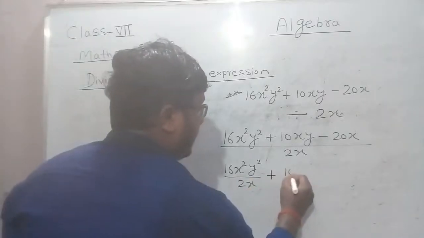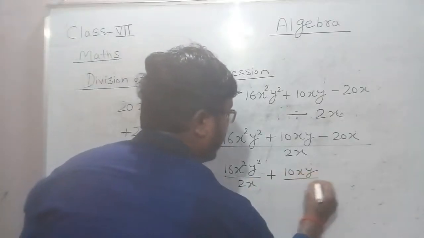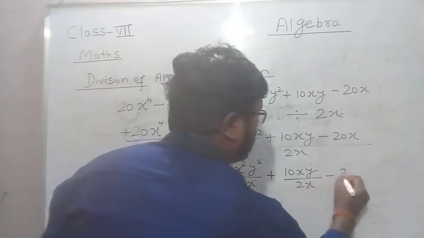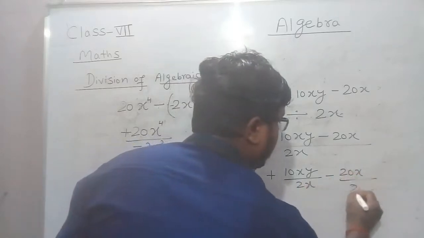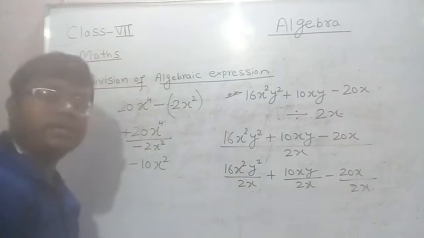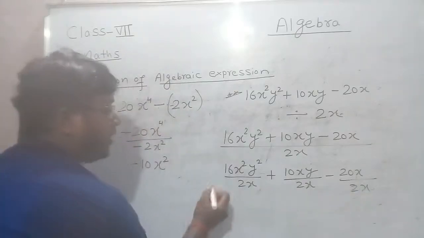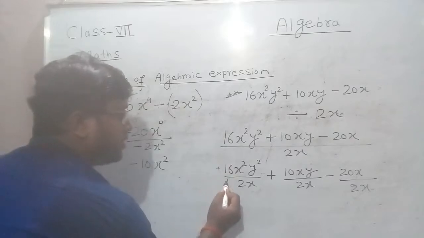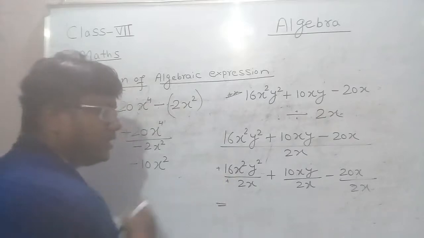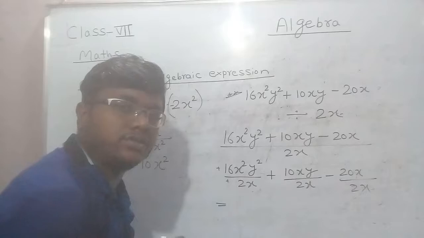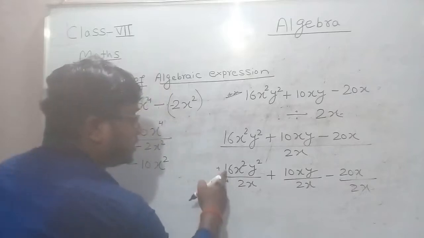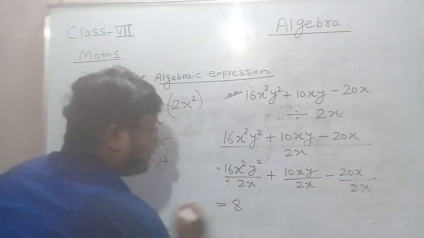Similarly, plus 10xy divided by 2x minus 20x divided by 2x. Okay, so now separately we will divide and write our answer. So here no sign is written, means it is a positive. So plus divide plus is plus, it is understood, we will not write it. So 16 divided by 2, that is your 8.